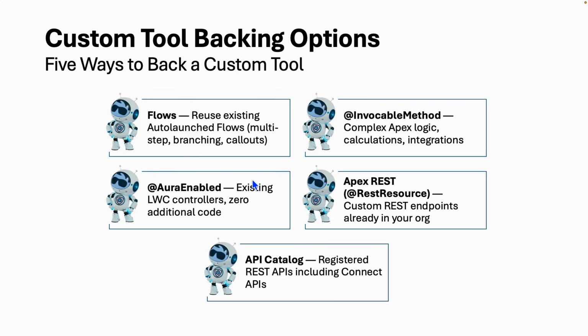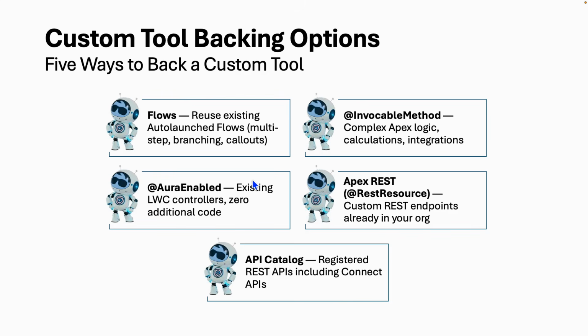Now let's try to understand what all the different ways are to implement the custom server in Salesforce. The first one here is flows, right? Specifically the autolaunched flows. If you have already built a flow that does the multi-step processing for you, that is already calling out some external system, you can expose that particular flow directly as an MCP tool. The idea here is no integration code is needed. Your flow itself is a tool.